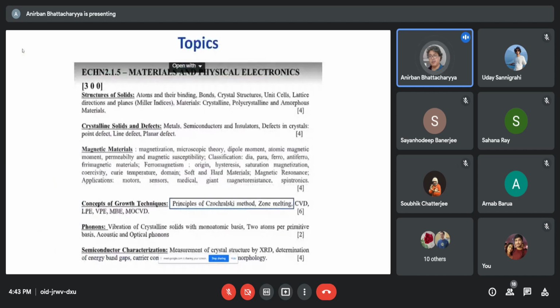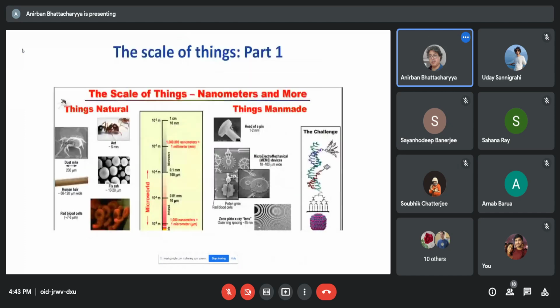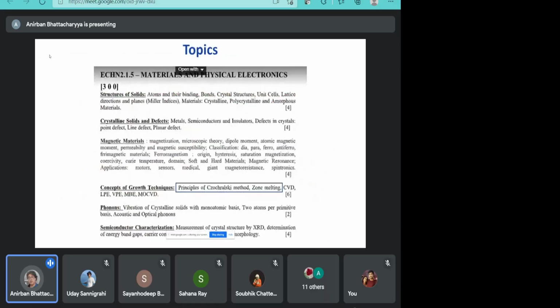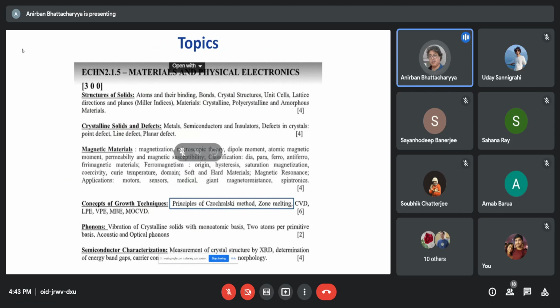Okay, so can you see the syllabus? Yes, sir. Okay, good. And I hope the slides are moving, right? Yes, sir. Okay, good. So today we are going directly to the fourth bullet, concept of growth techniques, and then principles of Czochralski method, zone melting, CVD, etc. So we will go through that. These are technologies we are going to talk about, as opposed to science that we talked about.